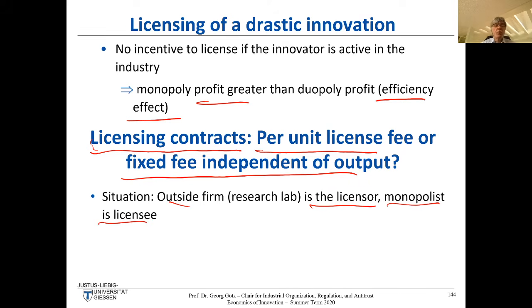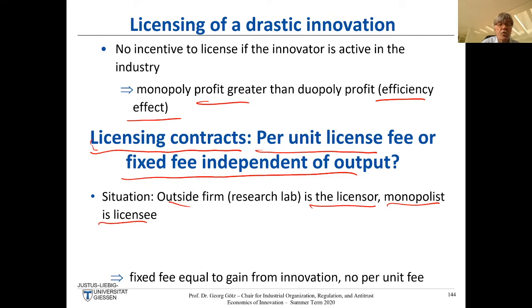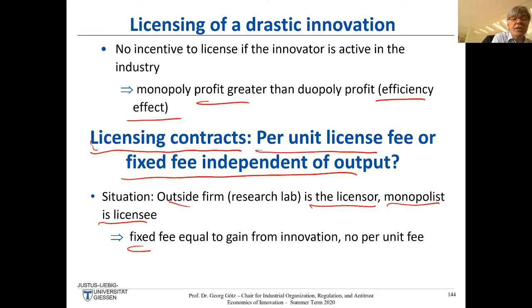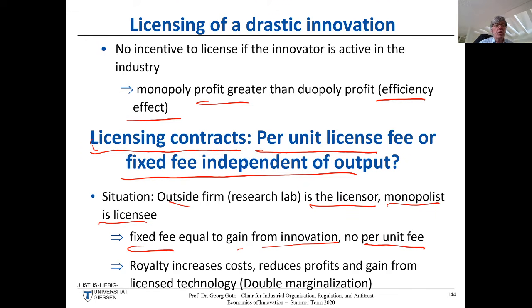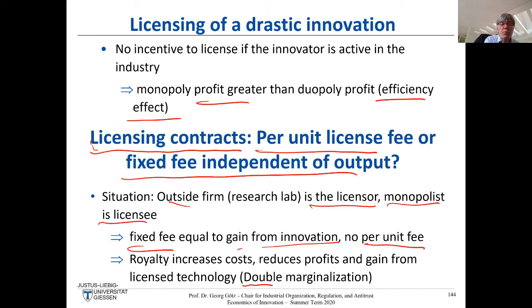you would want, actually, which kind of licensing contract? You would want to have a fixed fee equal to the gain from innovation. Actually, we could just look into one of our other monopoly diagrams here. The point is, if you charge a per unit fee, that increases the marginal cost of your monopolist, and therefore also increases the price and reduces the profit. You get what is called the double marginalization problem.